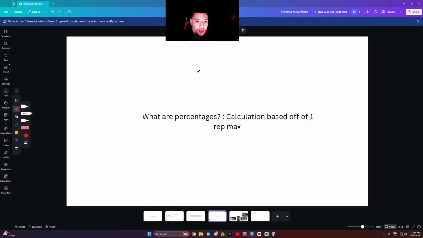This is basically similar to RPE, but now it's going to be more percentage based. So real quick example: you have one set of 2 reps at 80% of your 1 rep max. That just means whatever your 1 rep max is, you times that by 0.80 because 80%, and that will give you the number that you will have to do for that set.